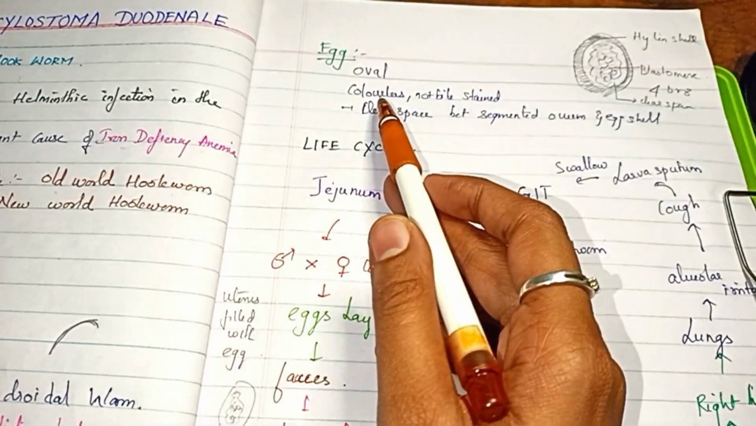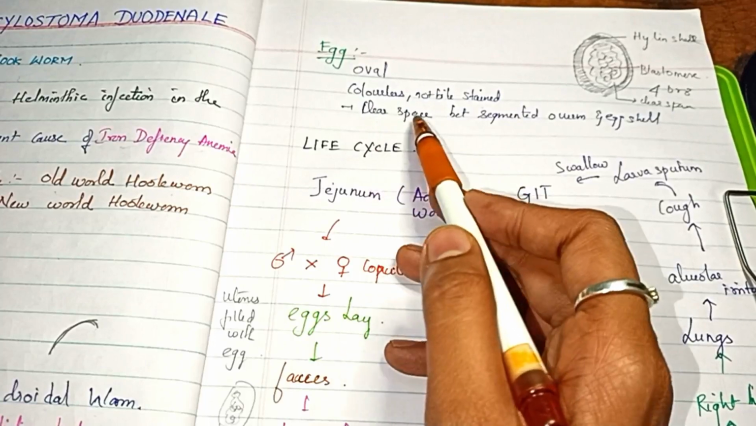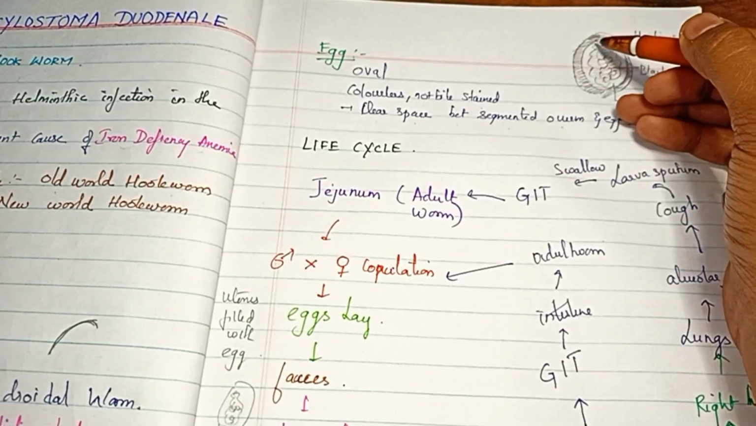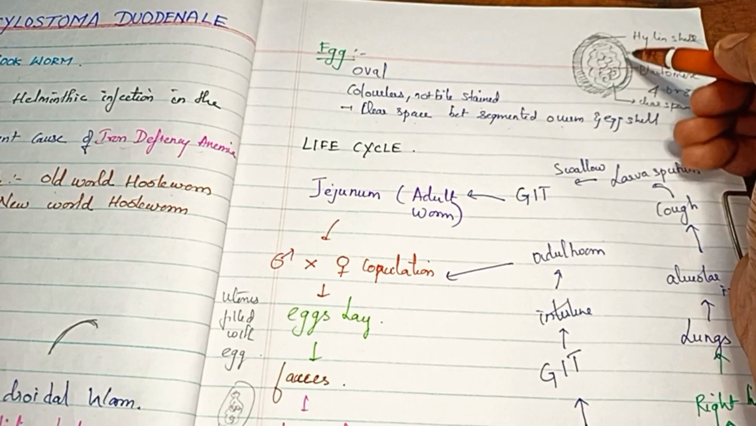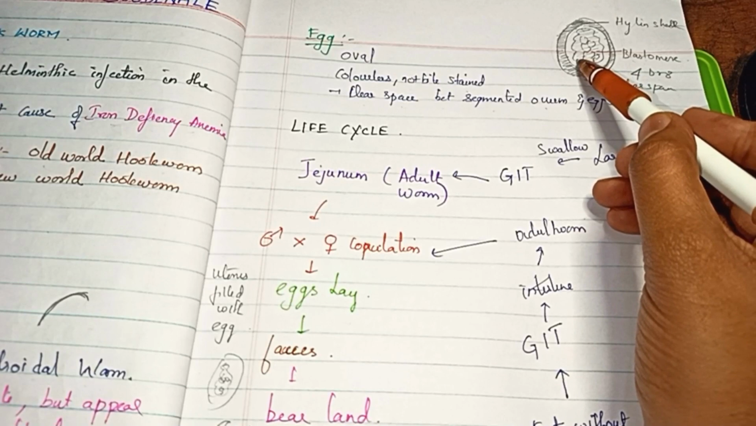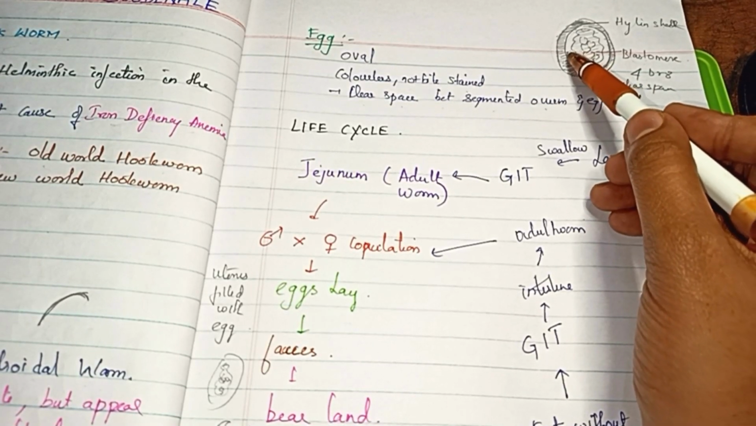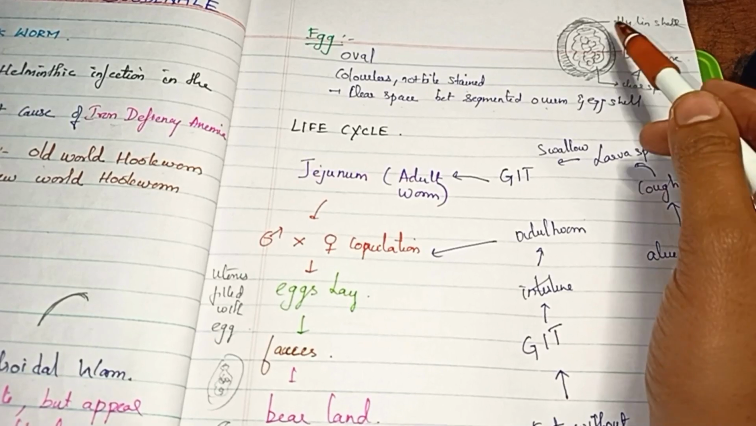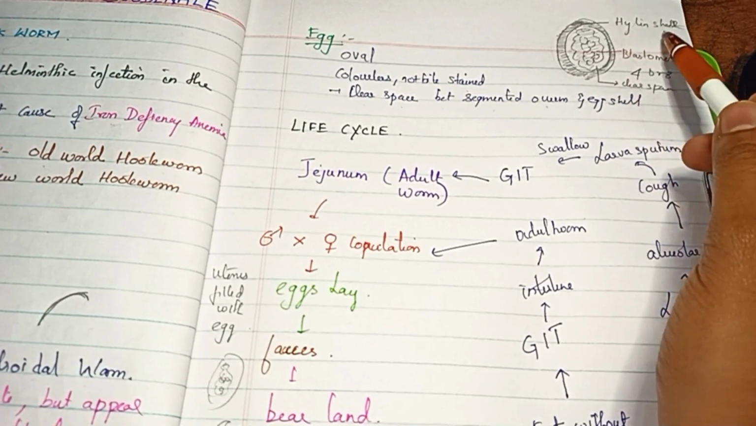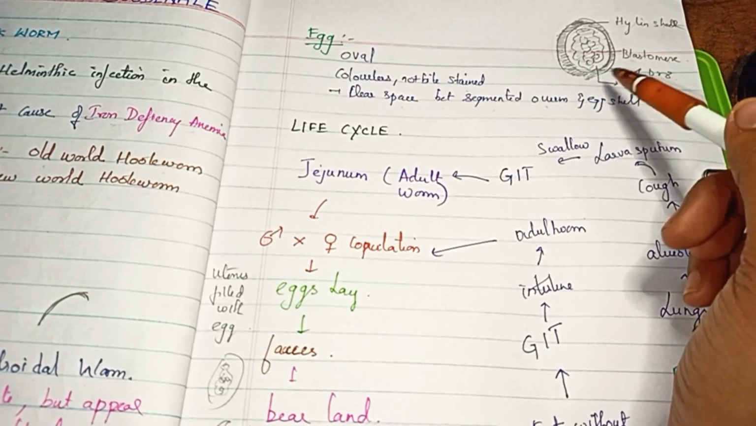So the egg will be oval in shape. They are colorless, with no bile stain, and there is a clear space between the segmented ovum and the eggshell. So this is the segmented ovum, and this is the eggshell. There's a space between them; this is a clear space, and the outer sheath is a hyaline sheath. These are blastomeres; 4 to 8 blastomeres are present.